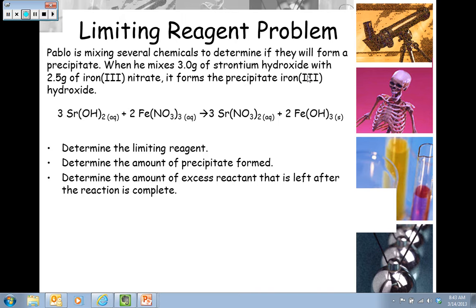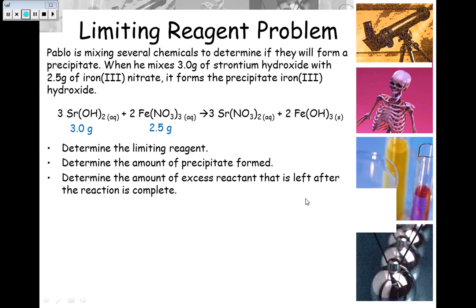First thing you do is underneath or on top, around your reaction, I want you to go ahead and write down the amount that is given to you. They tell you that you got 3 grams of strontium hydroxide, and they tell you also that you got 2.5 grams of iron nitrate. Remember, we have to actually calculate things out.